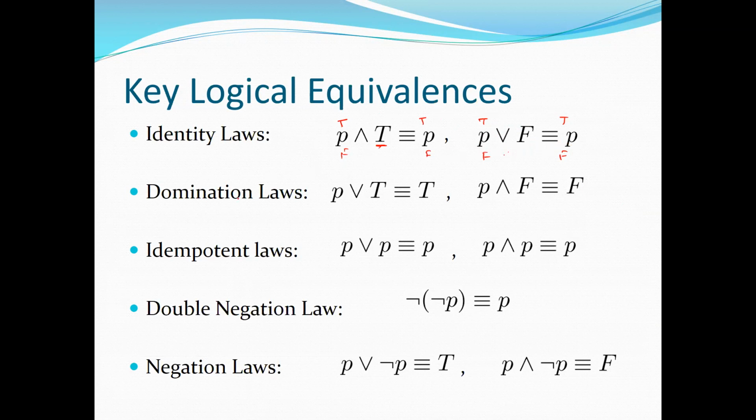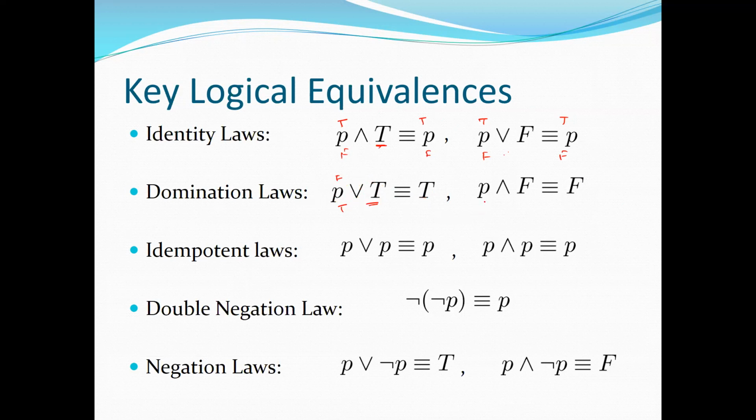So this is the identity law. Domination law. The domination law says if you OR any proposition with true, this will always result in true, and that's true. For example, if P is false and you OR it with true, you still get the true value. If P is true and you are ORing it with true, again you will get the true value. So the domination law says whenever you OR any proposition with true, you will get true as a result.